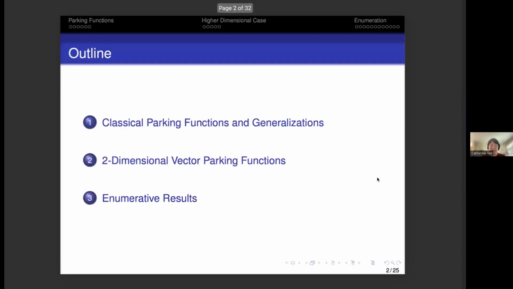And here's my plan. First, I'll recall the classical definition and some generalizations. What I want to propose today is a two-dimensional vector generalization of parking functions. I will say what the definition is, where the motivation comes from, followed by some enumerative results.